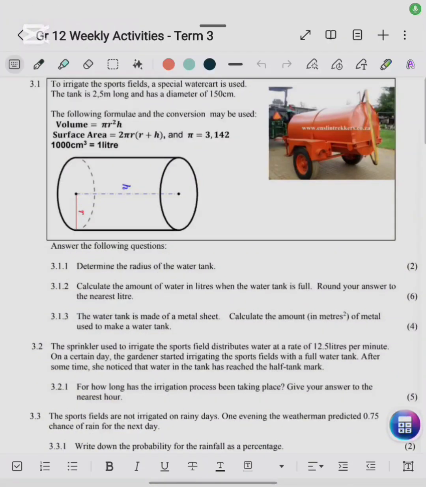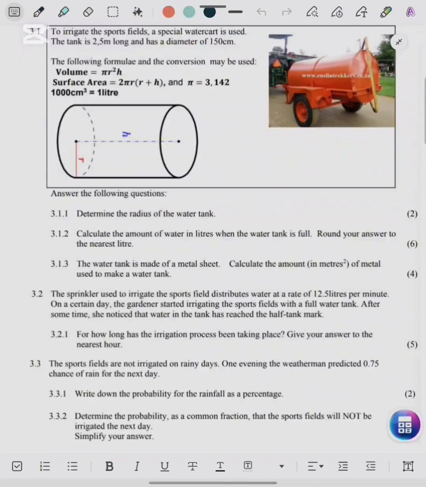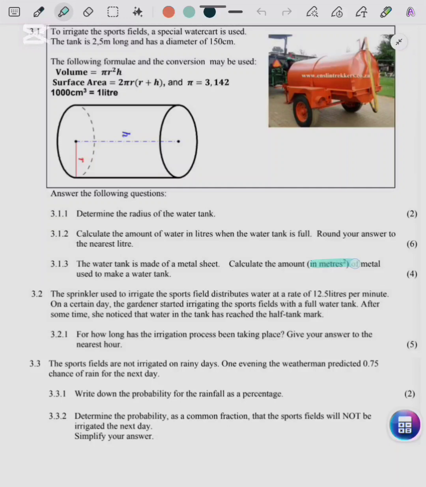Alright, question 3.1.3 is asking us that the tank is made of a sheet of metal. Calculate the amount of metal that is used to make a water tank. And rather important here, they do tell us it's in meters squared, which should be your hint that it has to do with area or surface area in this case. And we have a formula for surface area over there. So all we're going to do, fill it all in.